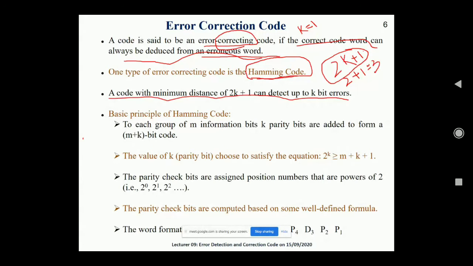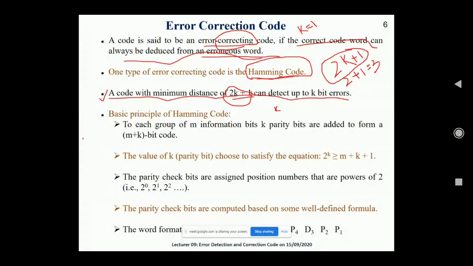One type of error correcting code is called a Hamming code. I already discussed why 2k plus 1. When we are correcting errors, the distance required is always 2k plus 1 when k corrections are required.